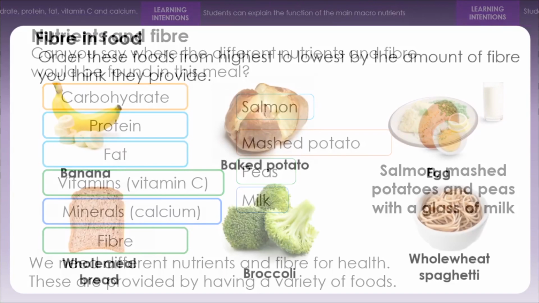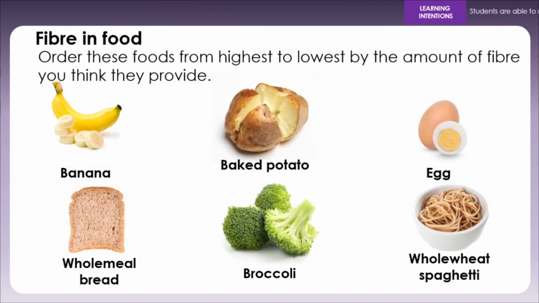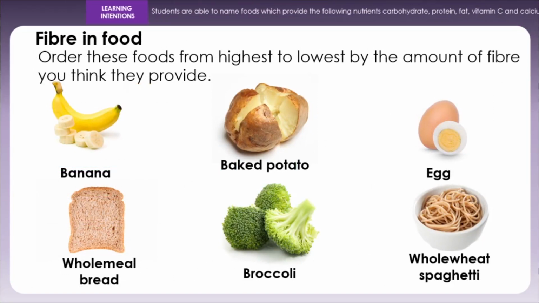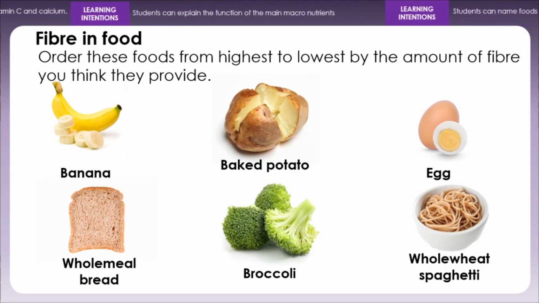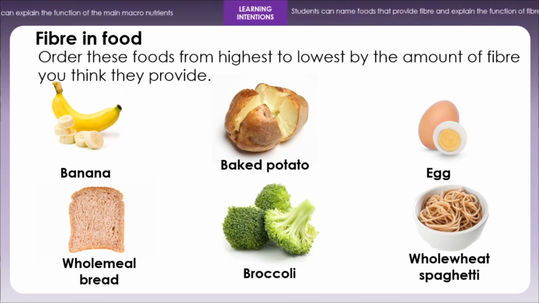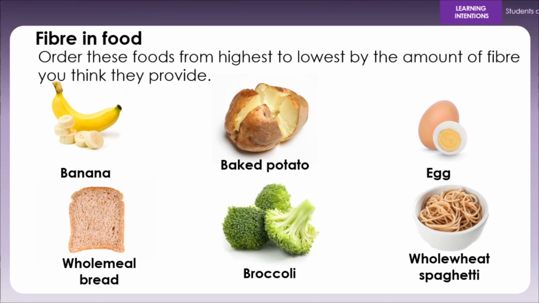We're now looking at fibre in the food. So we want you to order these foods from highest to lowest by the amount of fibre that you think they provide. So we've got a banana, we've got a baked potato with the skin on, we've got egg, we've got wholemeal bread, broccoli and whole wheat spaghetti.